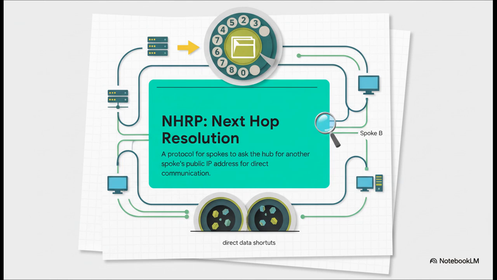The easiest way to think about NHRP is like the network's directory assistance. It's the protocol that lets one device ask a central server, "Hey, I need to talk to Spoke B. What's their direct public IP address?"